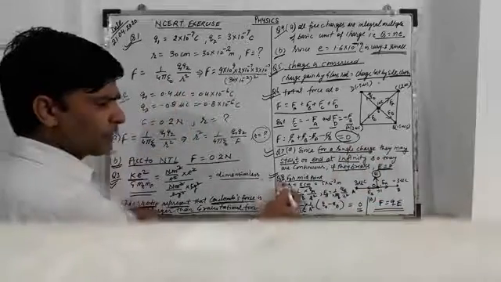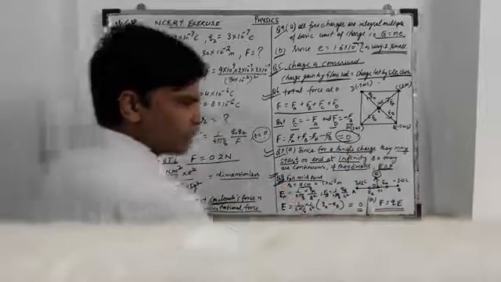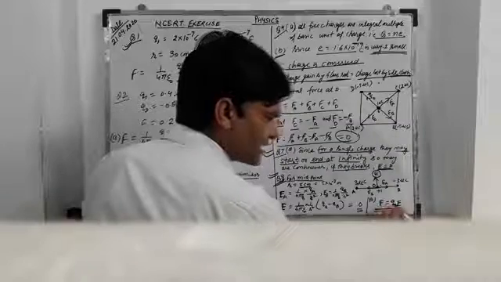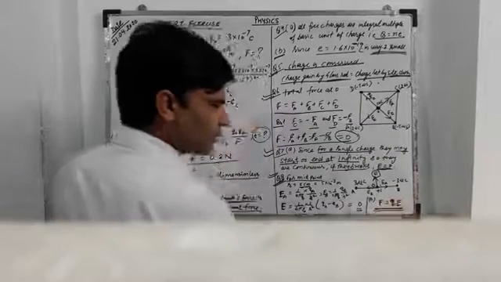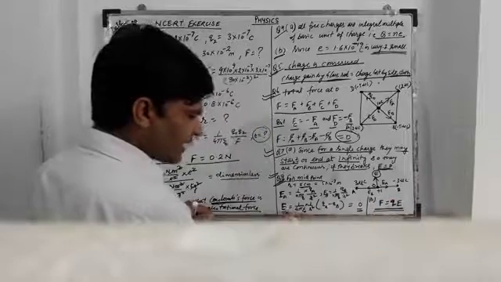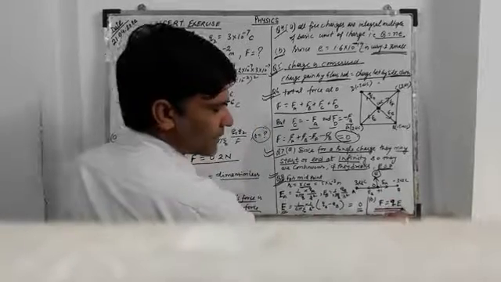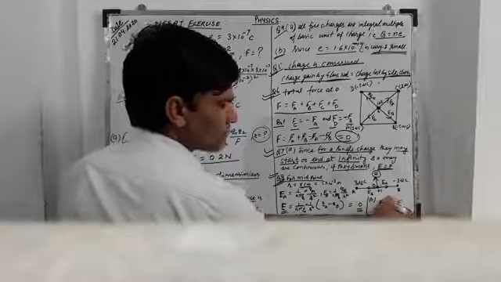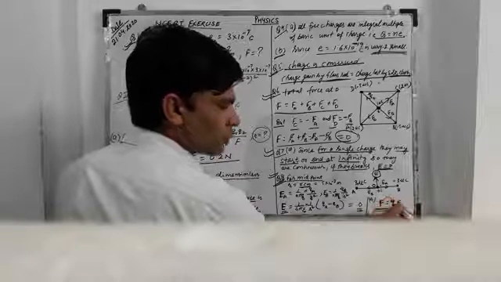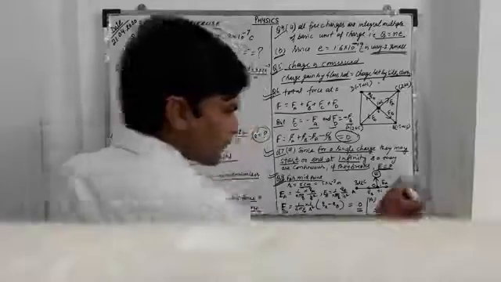In the second part of question number 8, charge is given to you. Okay? Charge is given to you and you are calculating the electric field. By putting both the values in this formula, you get the total force on charge Q. Okay?